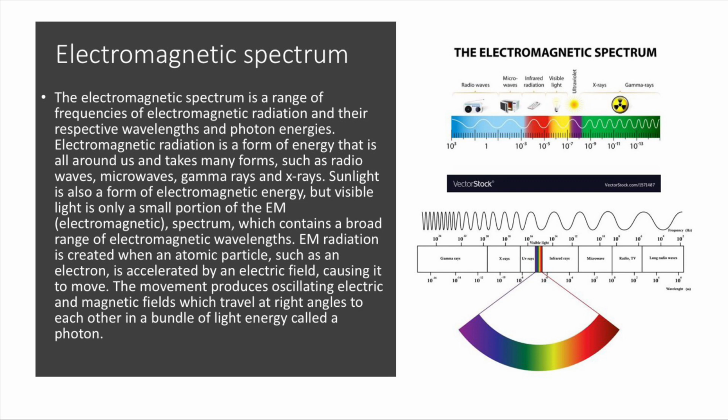EM radiation is created when an atomic particle, such as an electron, is accelerated by an electric field, causing it to move. The movement produces oscillating electric and magnetic fields which travel at right angles to each other in a bundle of light energy called a photon.